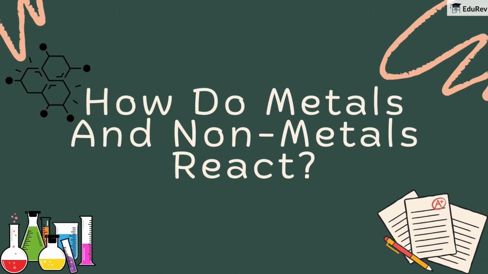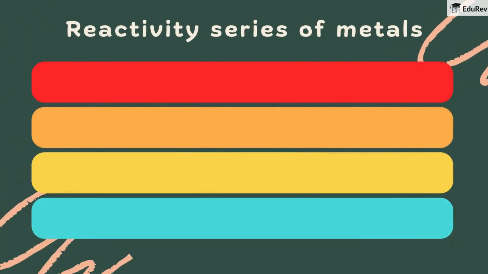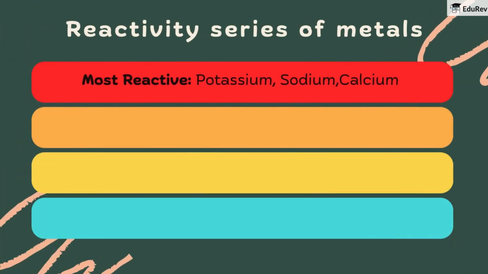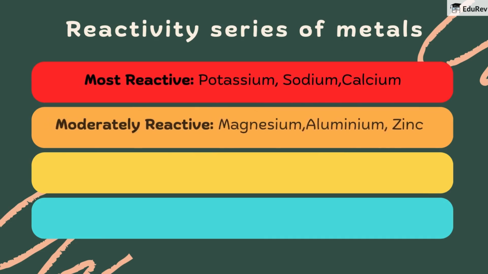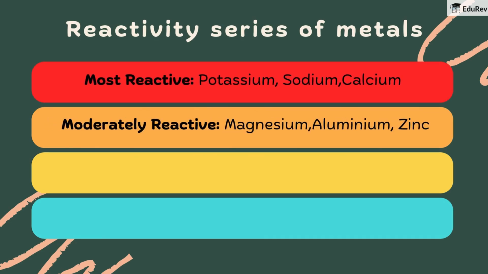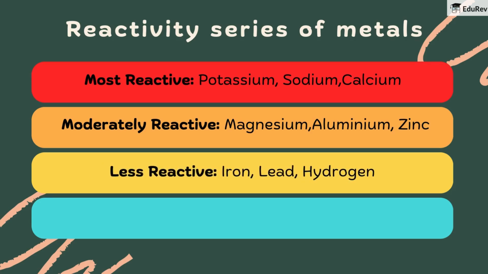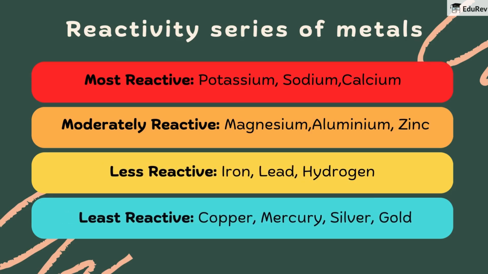Now let's move on to reactions between metals and non-metals. Now let's look at the reactivity series of metals. Most reactive, potassium, sodium, calcium. Moderately reactive, magnesium, aluminum, zinc. Less reactive, iron and lead. Least reactive, copper, mercury, silver, gold.